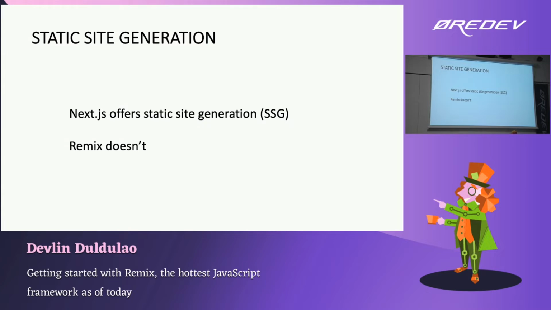SSG, when you say SSG, is static site generation. So Next offers the possibility of pre-generating static pages and content at build time, right? Using SSG, while Remix doesn't. So there's no SSG in Remix. It's just SSR.